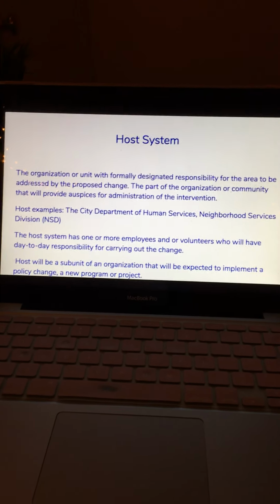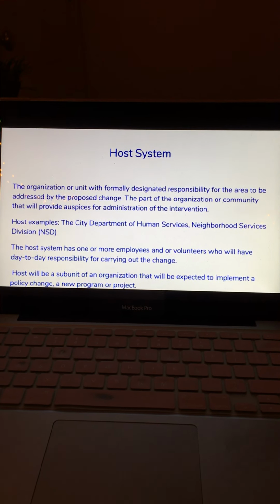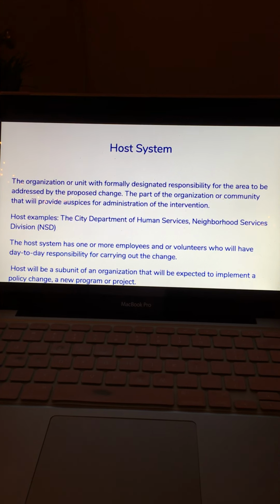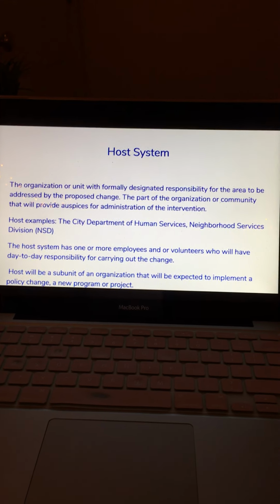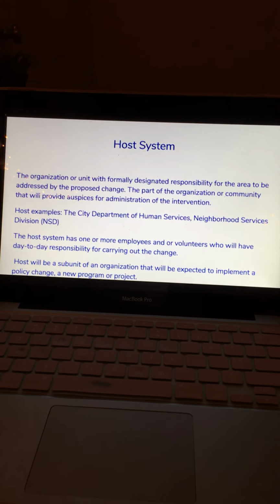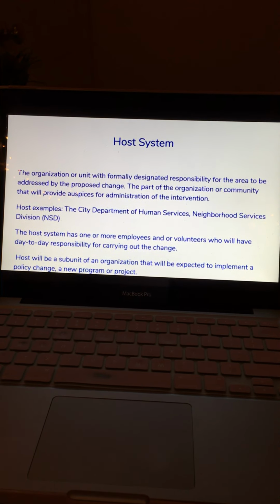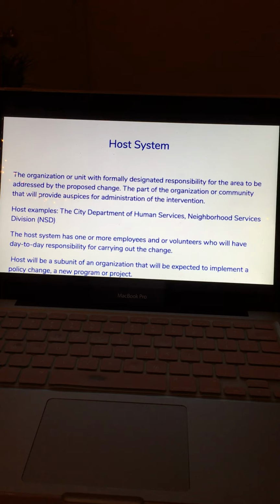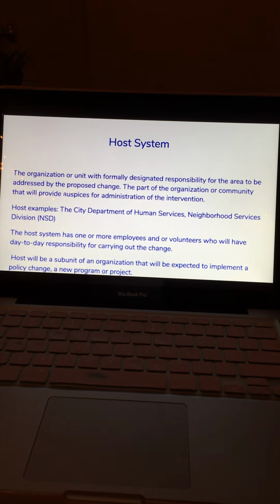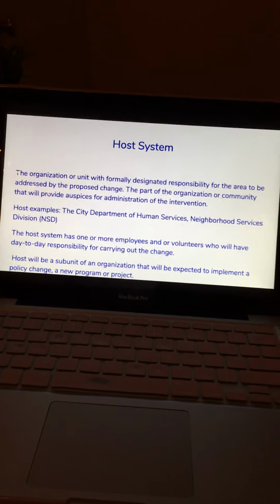So next they talked about the host system. The host system is the organization or unit with formally designated responsibility for the area to be addressed by the proposed change. The part of the organization or community that will provide auspices, I think that's how it says that, for administration of the intervention. So I gave a few examples of a host system. It would be like the City Department of Human Services, Neighborhood Services Division. The host system has one or more employees or volunteers who will have day-to-day responsibility of carrying out the change. The host will be a subunit of an organization that will be expected to implement a policy change or a new program or project. So that is our host system.